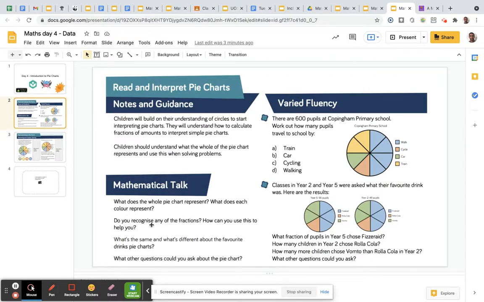Okay, so there are some thinking questions here again to get you warmed up. These initial questions are interpreting questions. So this is, can you read the pie chart and can you answer the questions? Jot these down in your books for us, please.